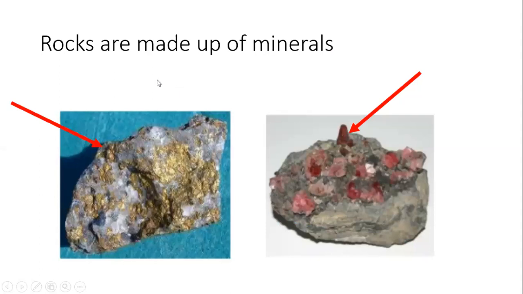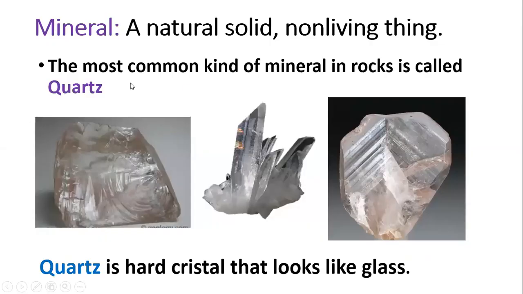Rocks are made up of minerals. Yes, as you can see in the picture, the grains that are here are made up of minerals. We can see different types of minerals here, and they are of different colors as well. What is a mineral? A mineral is a natural solid or non-living thing. The most common kind of mineral in rocks is called quartz.